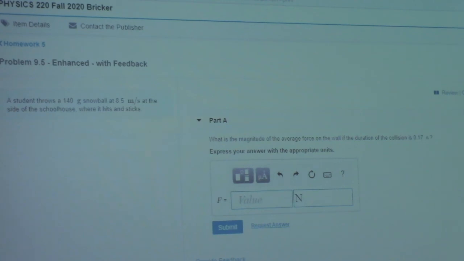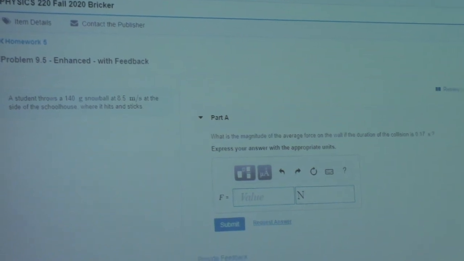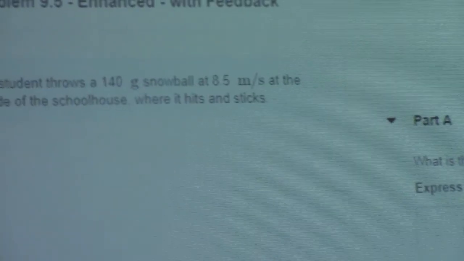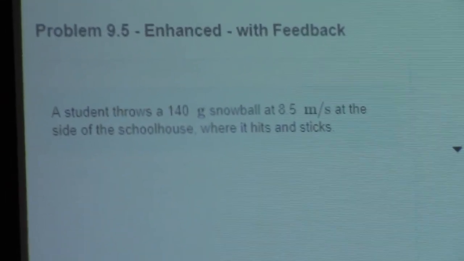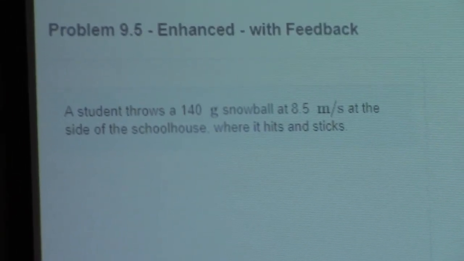Okay, in this one, a student throws a 140 gram ball. So be careful, that's not kilograms, that's grams. We'll have to convert it to kilograms. It's thrown with a speed of 8.5 at the side of a schoolhouse where it hits and sticks. What is the magnitude of the average force on the wall if the duration of the collision is 0.17 seconds?